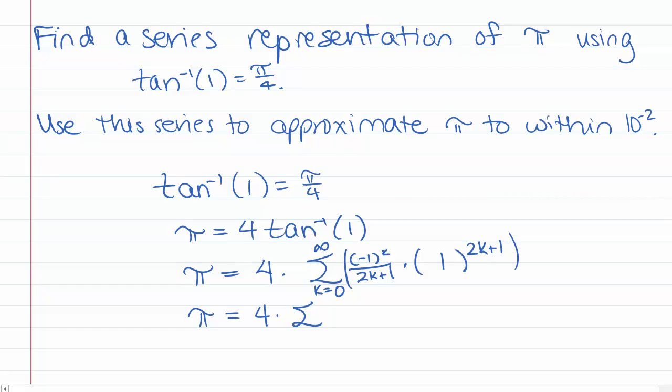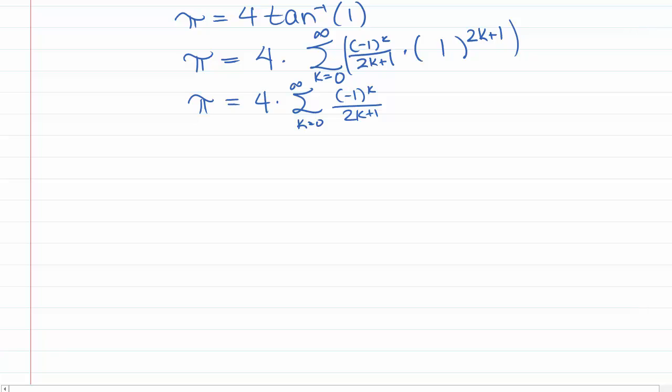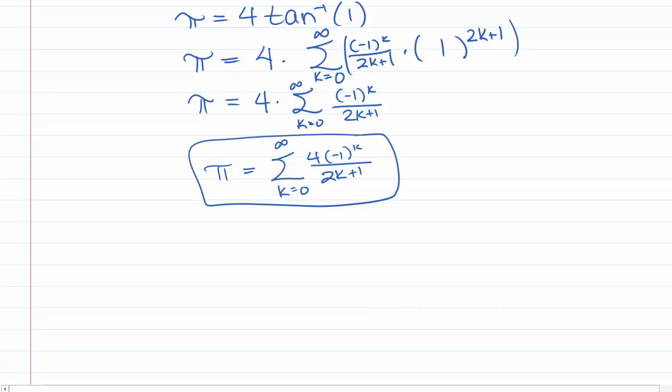So then pi is equal to 4 times the sum k goes from 0 to infinity of negative 1 to the k over 2k plus 1. And we can bring the 4 inside. So we get a power series, or to get a series, it's not a power series anymore, there's no x. To get a series representation for pi, we would get pi equals the sum, k goes from 0 to infinity, of 4 times negative 1 to the k over 2k plus 1. So that's great.